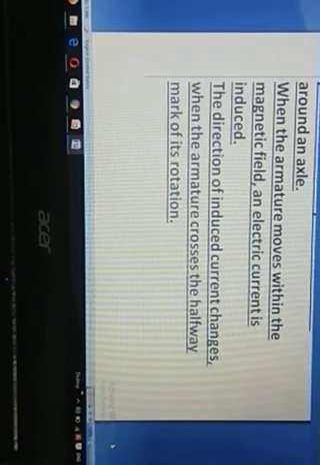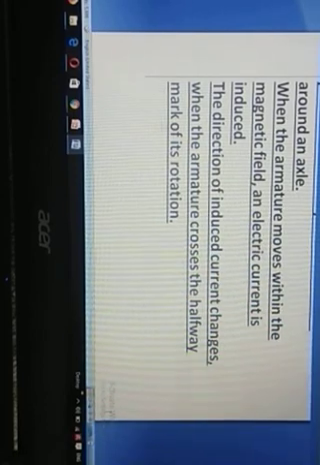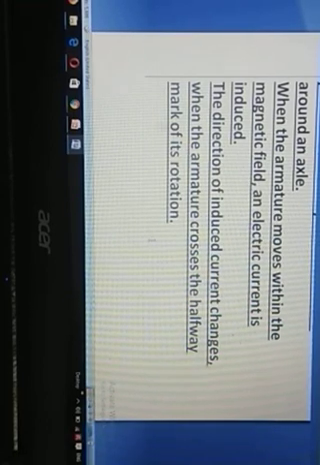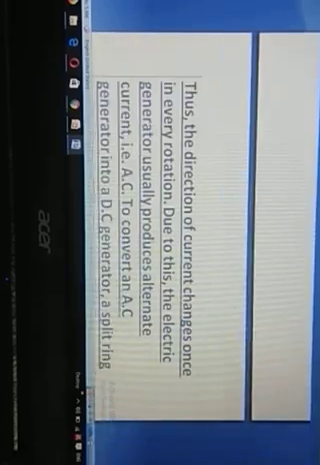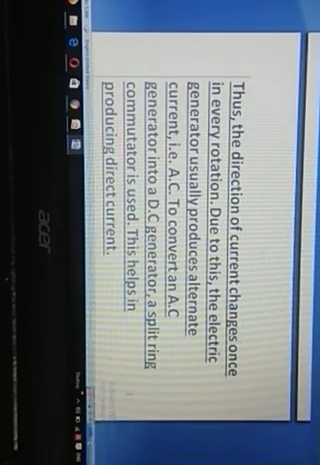When the armature moves in a magnetic field, electric current is induced. The direction of the induced current changes when the armature crosses the halfway mark of a rotation. In the latter part, I will show you how it works together. The direction of the current changes once in each rotation. Due to this, the electric generator usually produces alternating current.